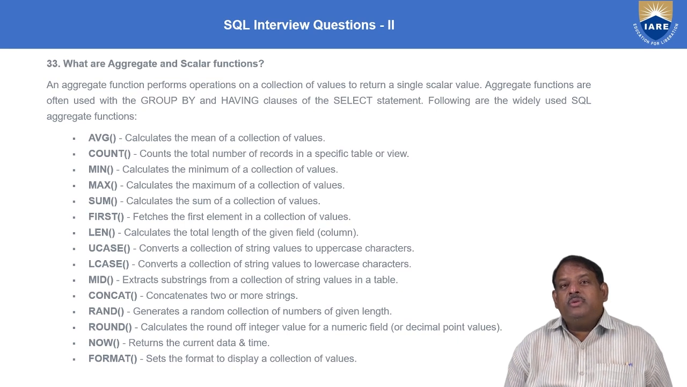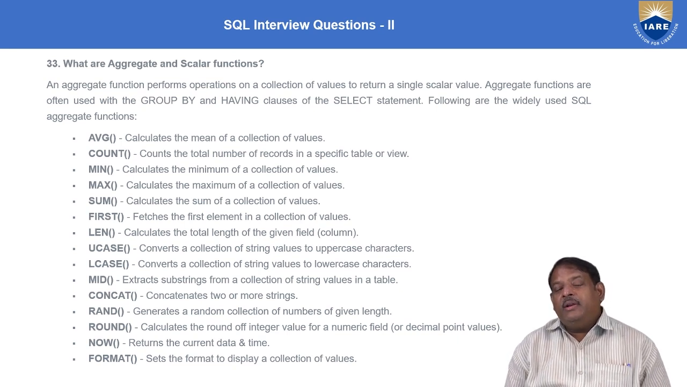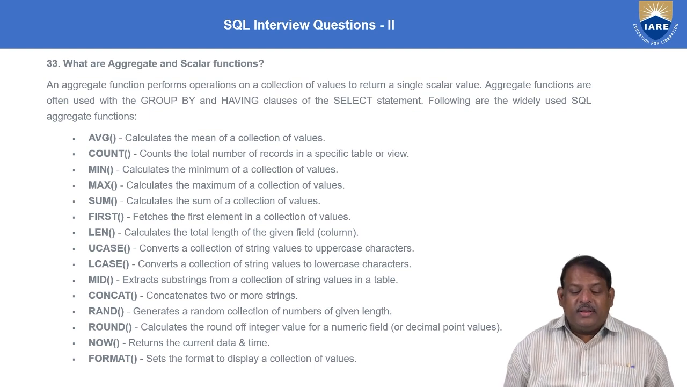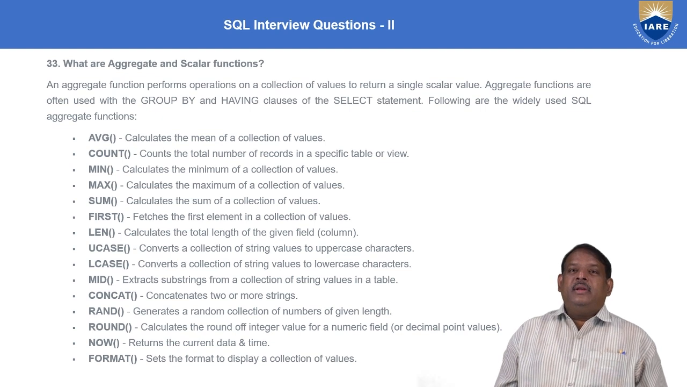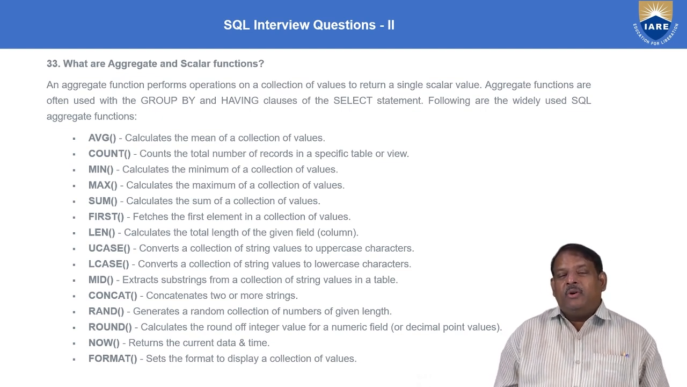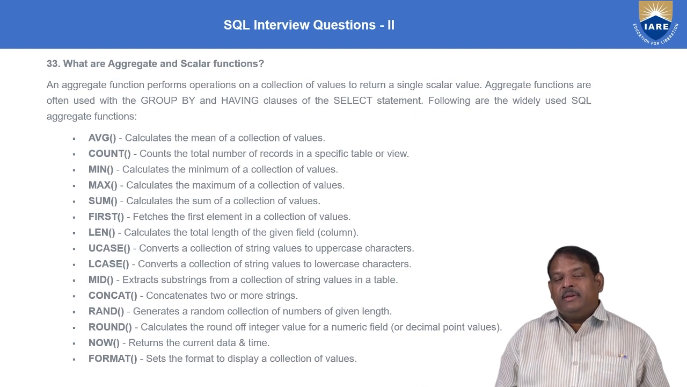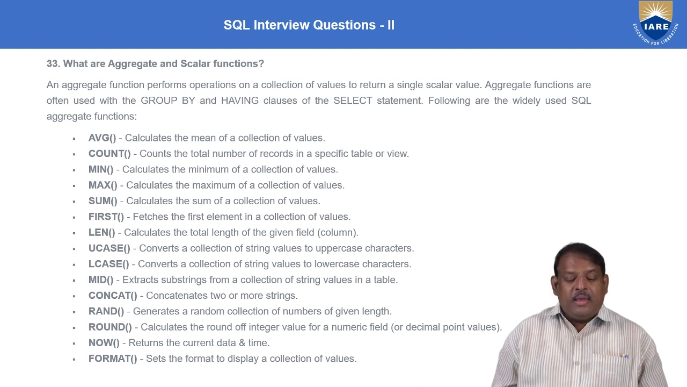Aggregate functions are often used with the group by and having clause of a select statement. Following are other widely used aggregate functions. To calculate the average, we use the average function. That means we have some set of numerical data. When you want to calculate the average, it is the sum of the data divided by the number of records. So AVG is the average function.